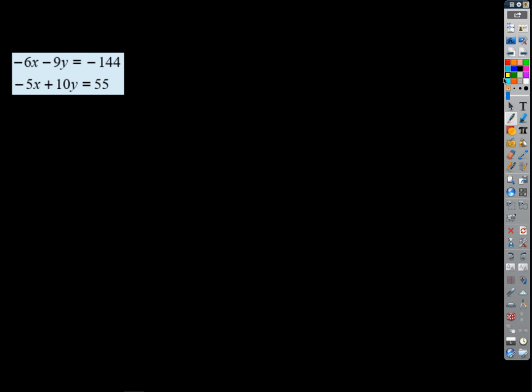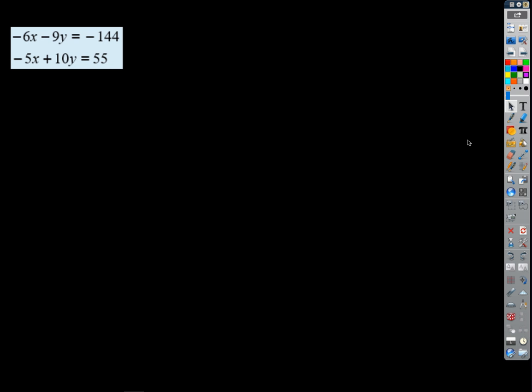Now let's look at both of these columns for a second. I've got to make either the x's or the y's cancel. To make the x's cancel, I would have to multiply so I get a common multiple of 6 and 5, right? 6 on the bottom and 5 on the top, I could get 30. And make one of them negative and one positive, just to make sure I get numbers that cancel. What about the y's? There's no common multiple of 9 and 10 other than 90, right? So which one should I probably do? Smaller one. Let's do the x's.